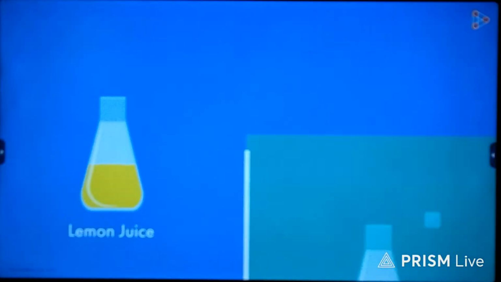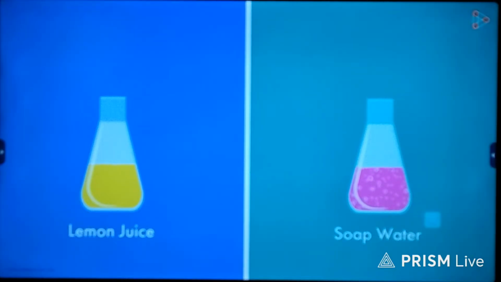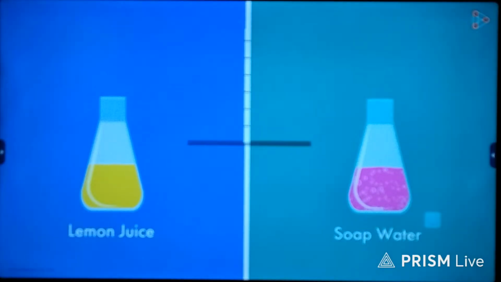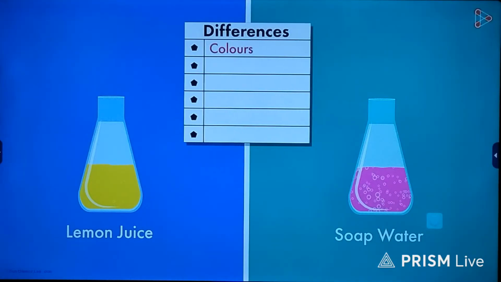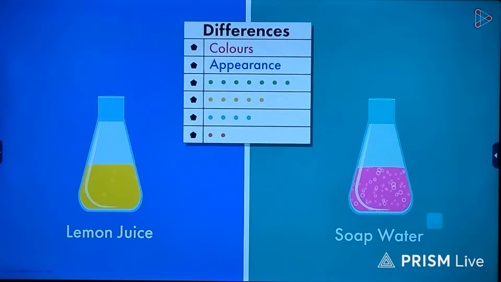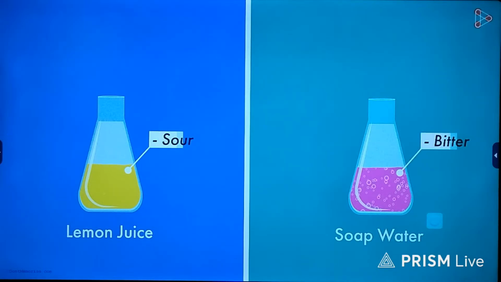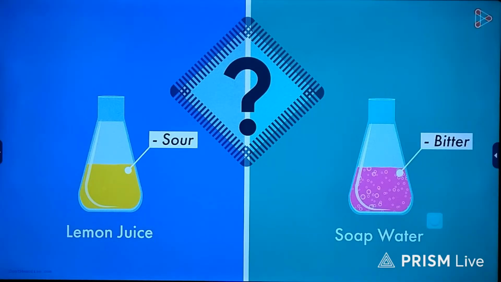If we are given lemon juice and soap water in two different beakers, we will be able to list the difference between the two. Perhaps the list will begin with the different colors, appearance, and so on. But these are just properties that we can see. Are these the only differences? There are more. Lemon juice tastes very sour. Soap water is slightly bitter. Please don't try to taste it. Just trust me, it tastes slightly bitter. Is this a major difference between the two?